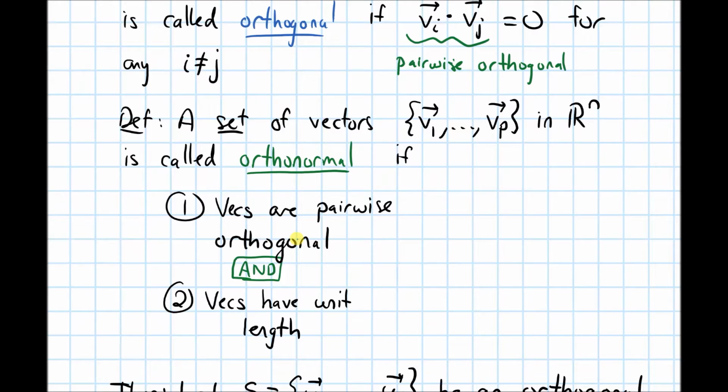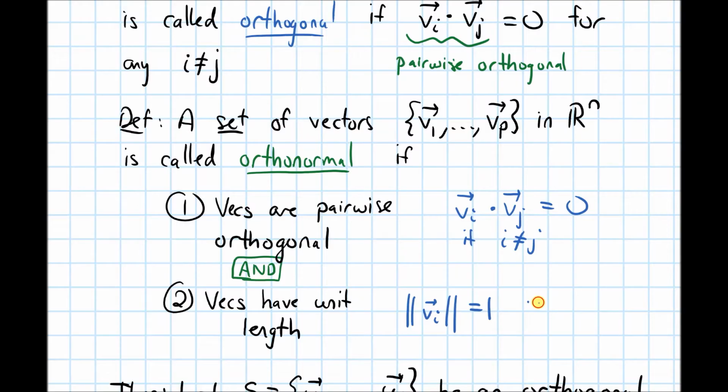So pairwise orthogonal, well, we saw what that meant above. That means that vi dotted with vj needs to be equal to 0 if i and j are not the same, if those indices i and j are not the same. So what does it mean for vectors to have unit length? Well, that means their length is 1, so the length, this is my notation for length, the length of vi better be equal to 1.